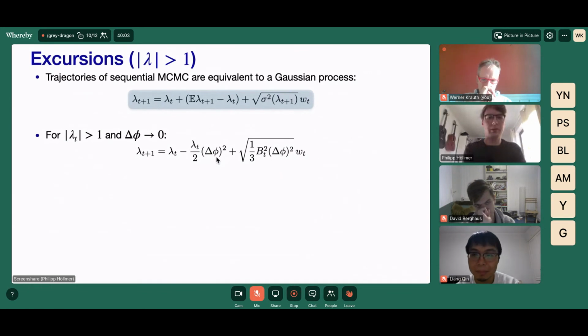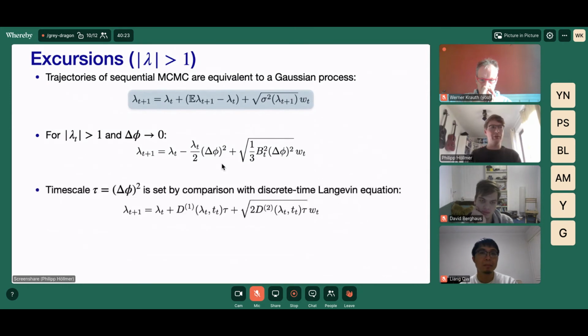We can then use the expectation and the sine squared, which we computed, of our lambda t+1 variable, and consider it for small delta phi. So we basically do a Taylor expansion. This yields this equation. And some of you may have already noticed that this has a well-known form. It looks very similar to the discrete time Langevin equation.